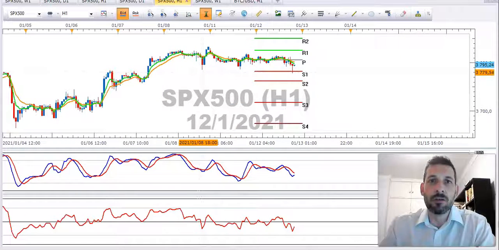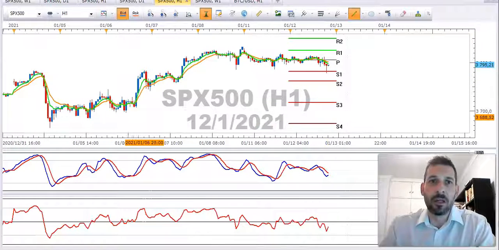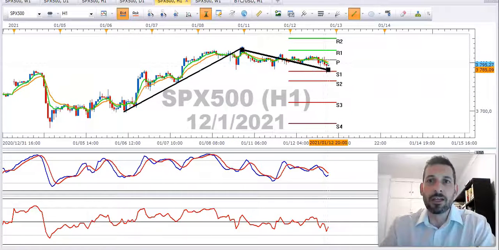And what I want to show you here is effectively, here is what we call an impulse move. Here is the dip or the correction. It's moved all the way down to a pivot, what we call the S1 pivot level.